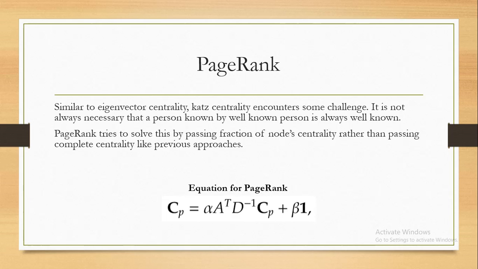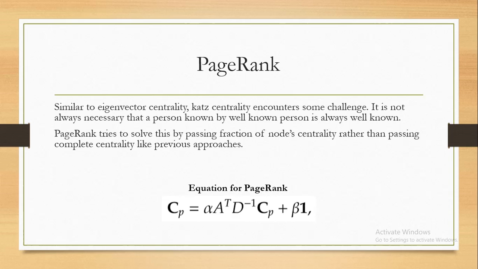Now when HOD ma'am is transferring her degree to her neighbors, rather than transferring the entire 500 degree to Ajay, as per the PageRank approach, she will pass 1 upon 500 degree to Ajay. This helps in passing the degree equally to all the neighbors. This is what PageRank does. PageRank tries to solve this by passing a fraction of node centrality rather than passing complete centrality like previous approaches. The equation of PageRank can be seen.